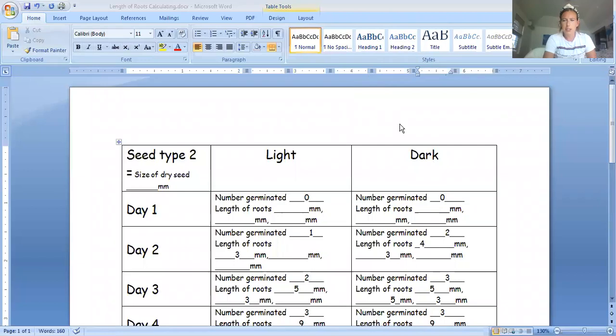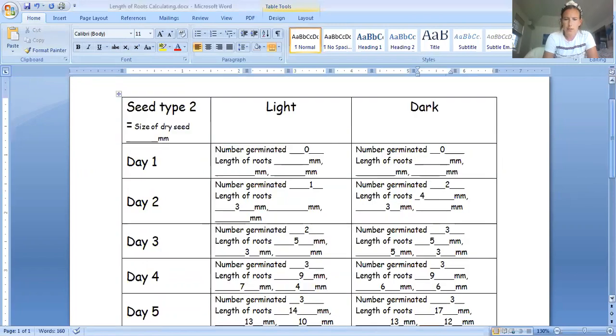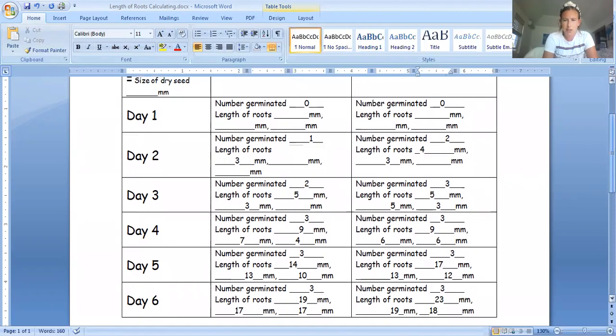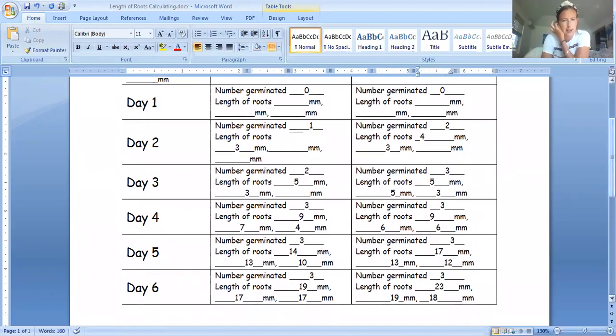Here we go. All right, so here you should see some data that was collected, just like what you've got, and it's my second seed type, and I filled in for each day what my observations were. So I've got my seed type in the light and in the dark, and then I've just recorded the numbers according to how many seeds germinated and what I measured them to be each day.